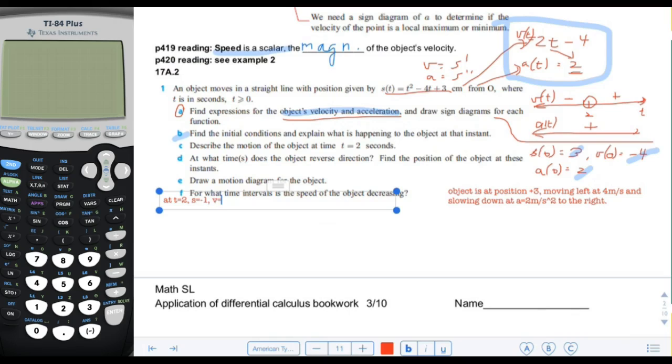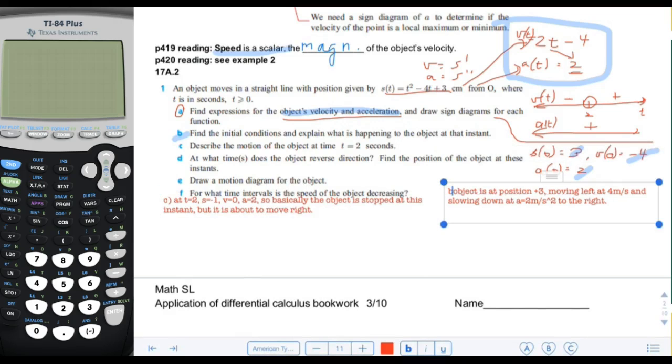The velocity is equal to, let's see, 2 times 2, 4, it would be 0, and the acceleration, of course, is 2. So basically, the object is stopped at this instant, but it is about to move right because the acceleration is +2, and so even though it's momentarily stopped, it's about to move right. So that was the answer to C. Okay, and then this one here is the answer to B.